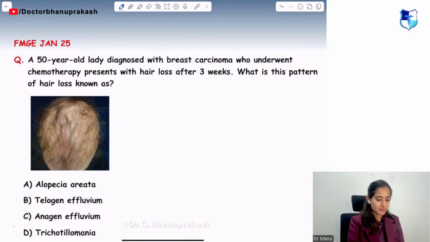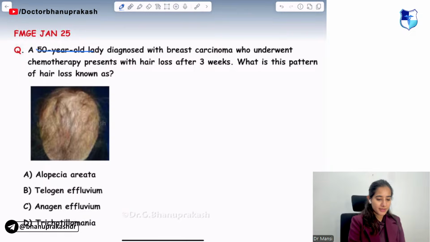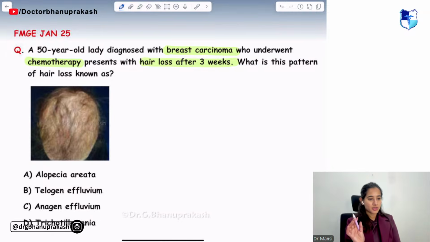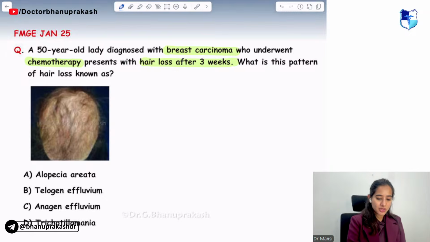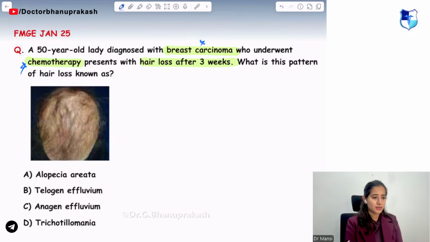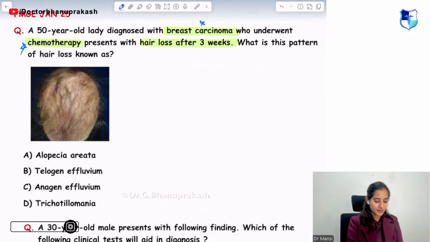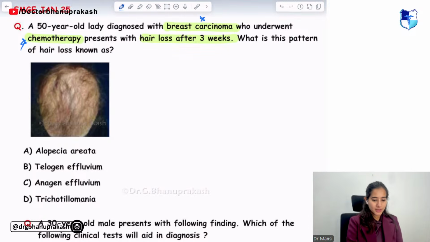Then we come to this last set of questions. The FMGE January 25: a 50-year-old lady, diagnosed with breast carcinoma, who underwent chemotherapy, presents with hair loss after 3 weeks. Very initially, we just discussed that there were different kinds of effluvium. So she has breast cancer and is undergoing chemotherapy. So many people have already come up with the right answer. C, it is happening in cancer, CA, because of chemotherapy.